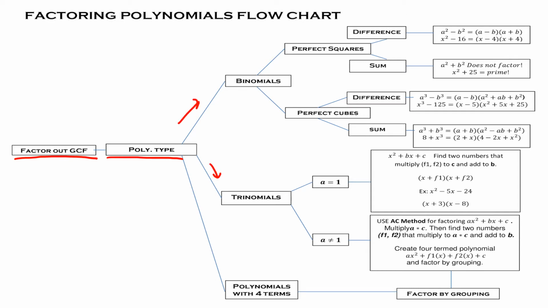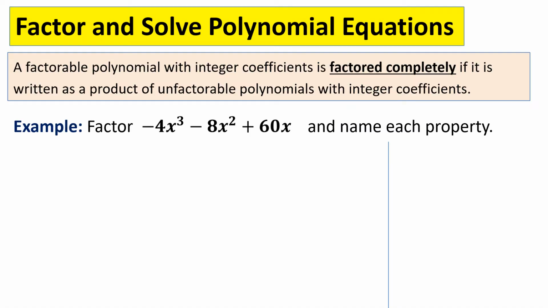So is it a binomial, trinomial, or 4 terms? And it covers most of what you need to know. So keep this in mind as we look back and forth while working on this. You have this in your other packet. All right, let's move forward. First we have what's given, and now we need to factor out the greatest common factor.